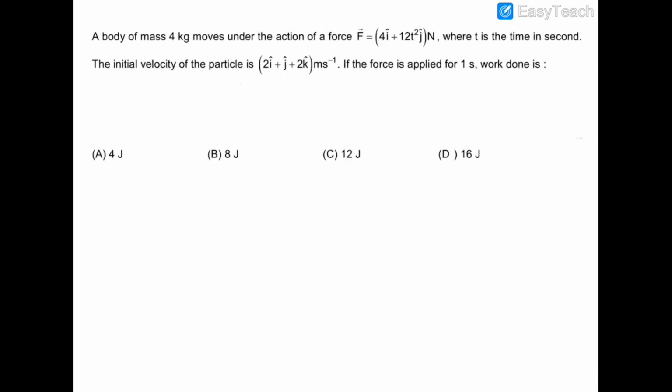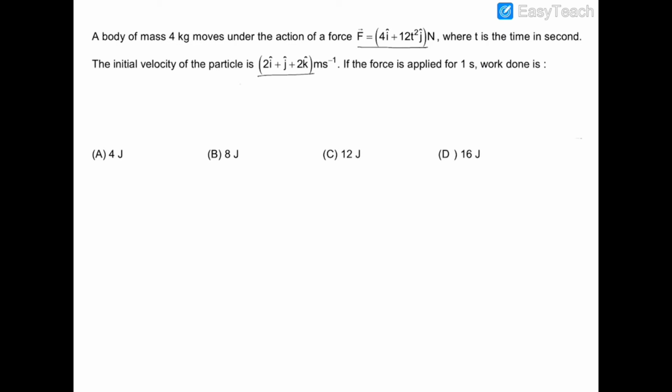Thank you. In this question, the force which is given to us is a function of time. You can see that. And we have to find out the work done by this force in 1 second, given that the initial velocity of the particle is this. So this is the first unique question in which the force is a function of time, and we have not studied these kinds of questions till now. But in these questions in which force is a function of time, we need to find out F dt. Now what is F dt?